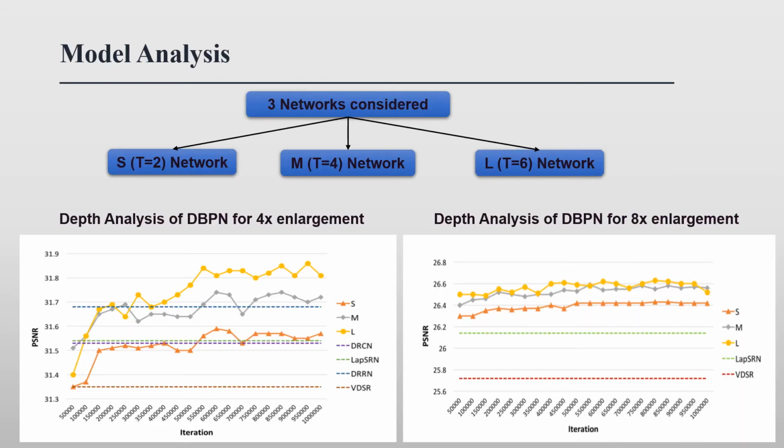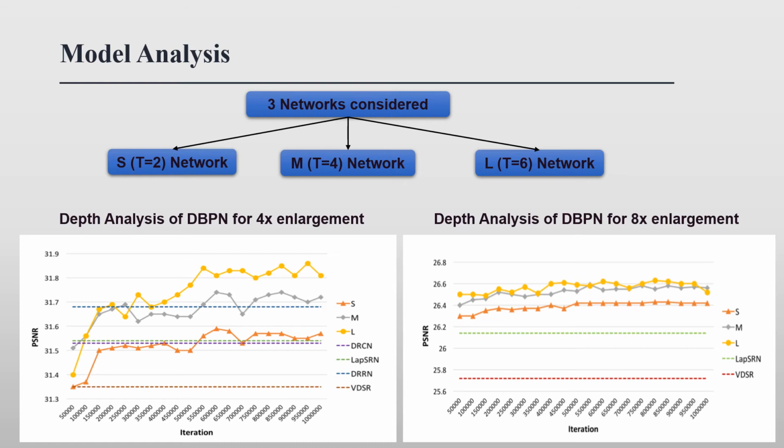Coming to the model analysis, depending on the scaling factor of a low resolution image, those networks are proposed, and now three networks are considered in this paper. One is the small network, next one is medium network, and third is the large network. In small network, the number of stages are 2, and the medium network number of stages are 4, and large network's number of stages are 6.